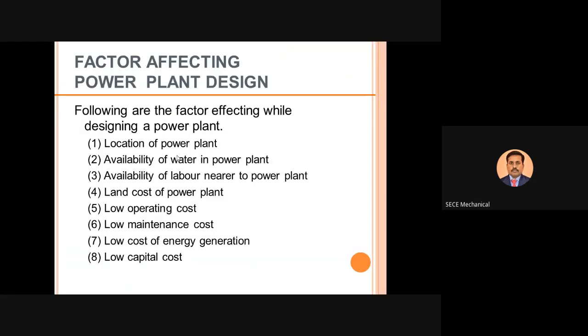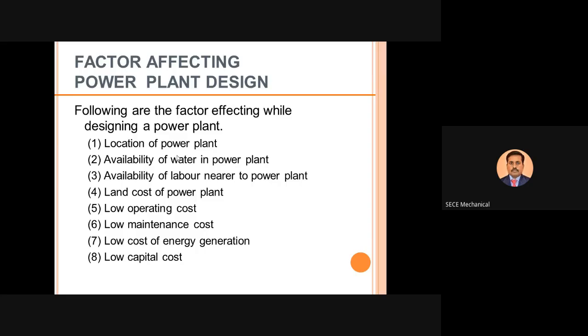In the last class, we discussed the factors affecting the power plant. While designing a power plant, these 8 factors are very important. What are the 8 factors? First, location of the power plant. Second, availability of water. Third, availability of labor near the power plant, and land cost of the power plant. Then low operating costs, low maintenance costs, low energy generation, and the last one, low capital cost. These are the 8 factors affecting our power plant.